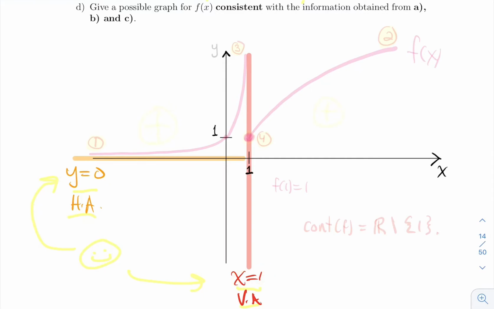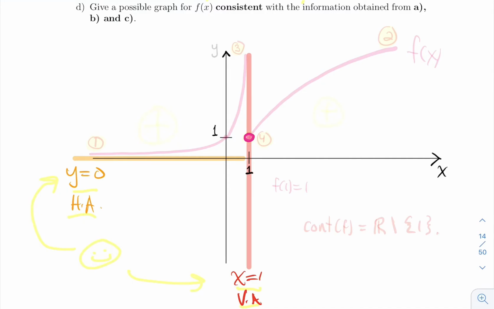The hole is at 1, 1. So if you draw the hole, might as well. So here we go, I'm going to draw the hole here at 1, 1. So I have a hole at 1, 1, a hole dot. But there's something special going on here.